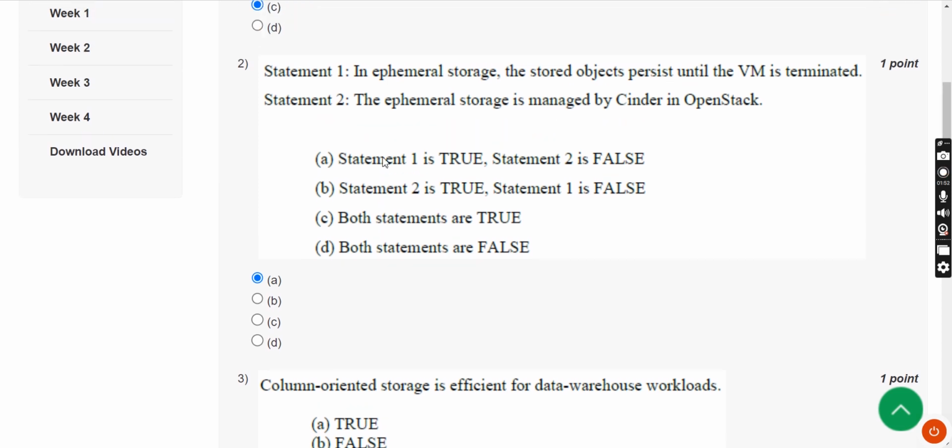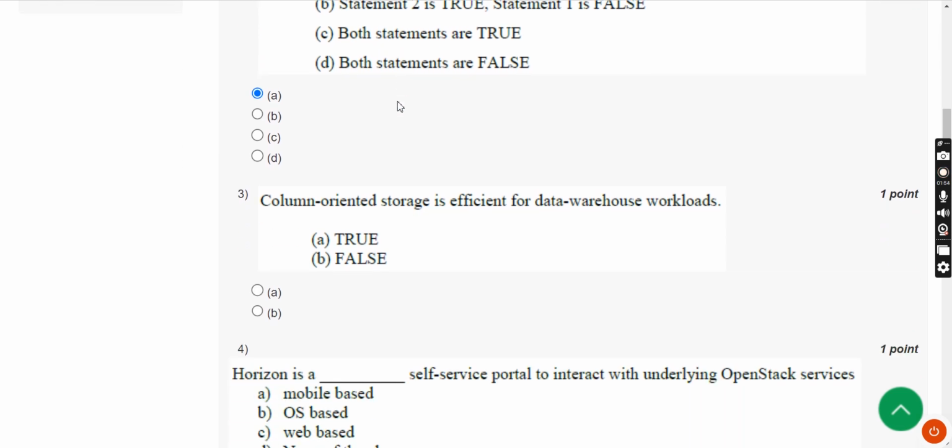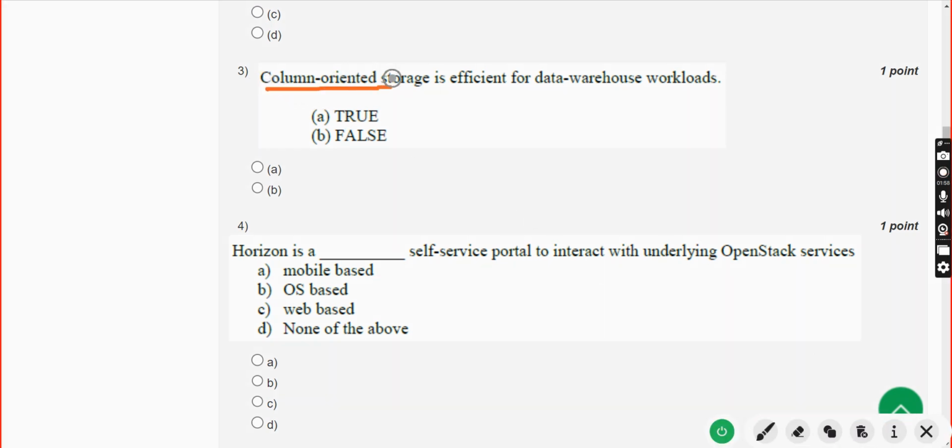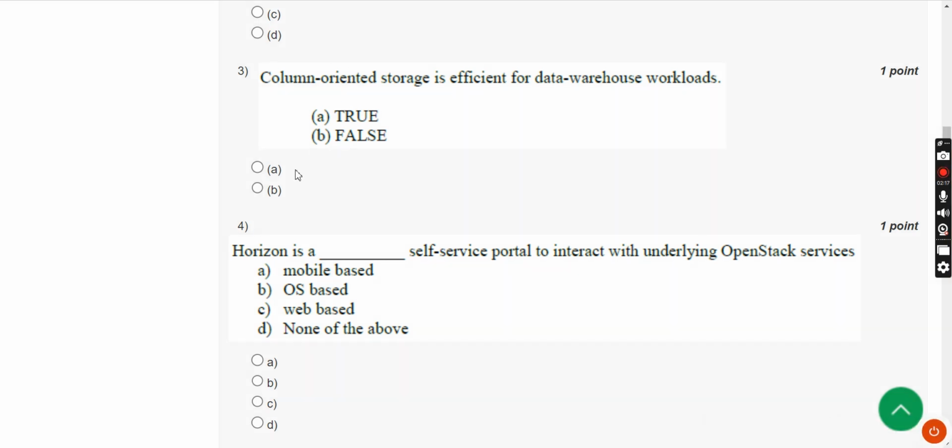Now let's move on to the third one guys. Third question. Column oriented storage is efficient for data warehouse workloads. Is that true or false? So the answer is option A, true guys. So mark option A as correct answer for third question.